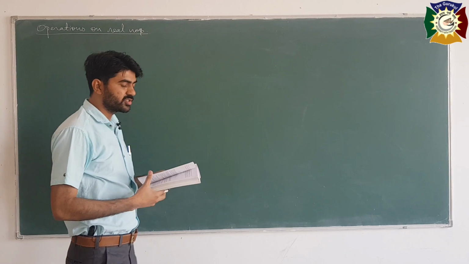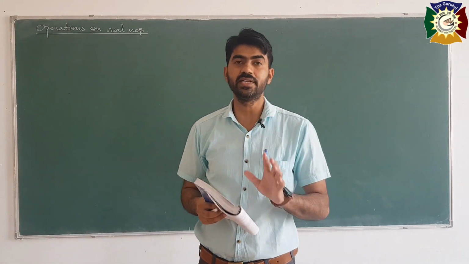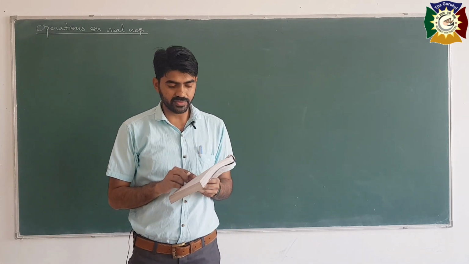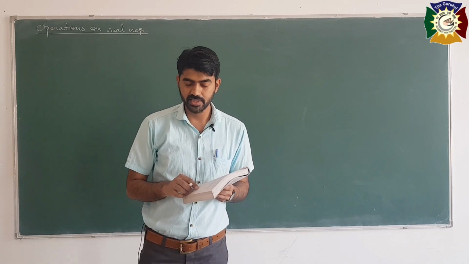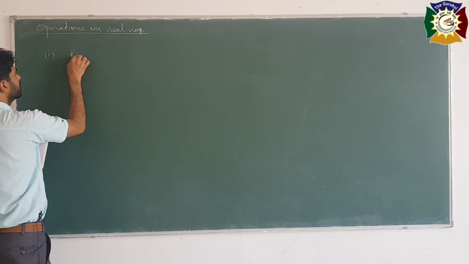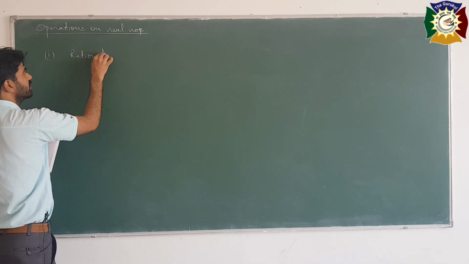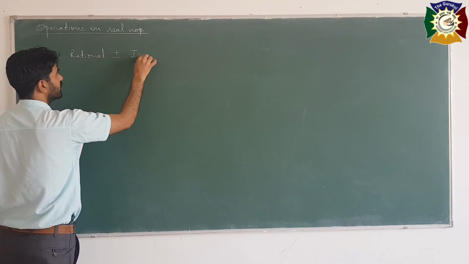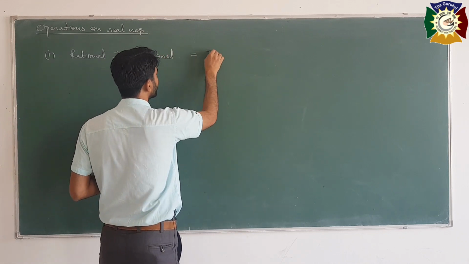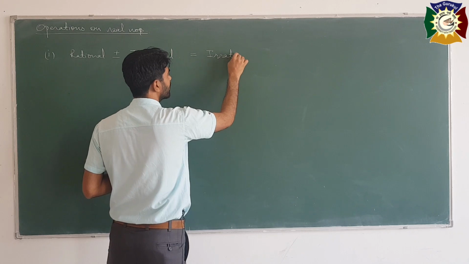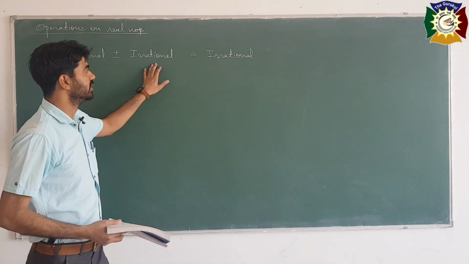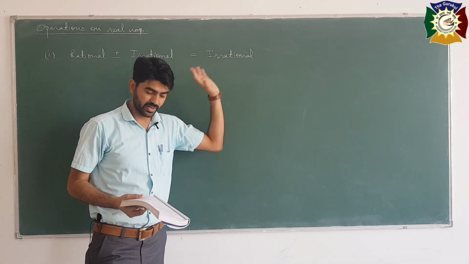There are 3 points given in your NCERT book, page number 19. The first point is: the sum or difference of a rational number and an irrational number is always irrational. It means if I take a rational number plus or minus an irrational, then the answer will be irrational. The sum or difference of rational and irrational will always be irrational.